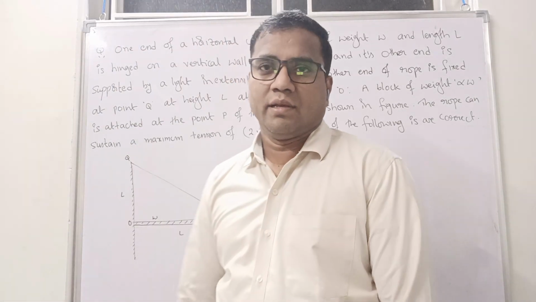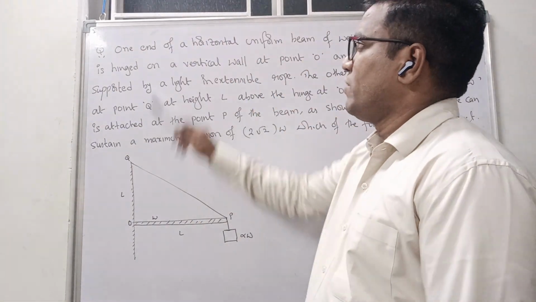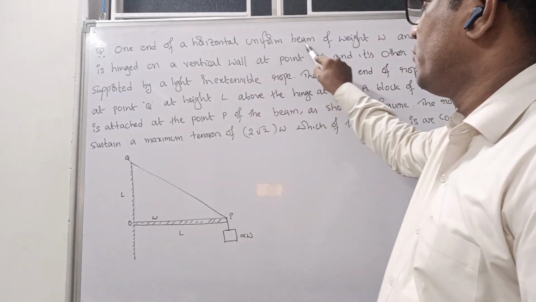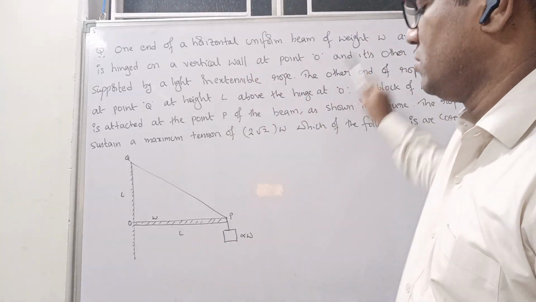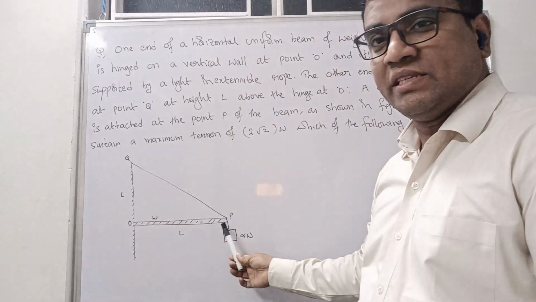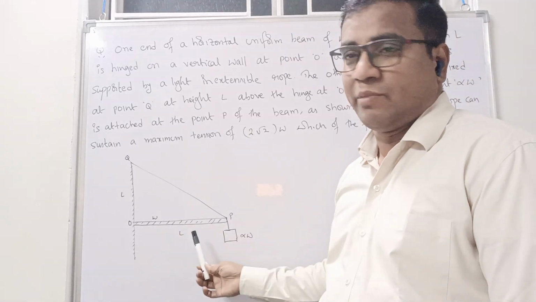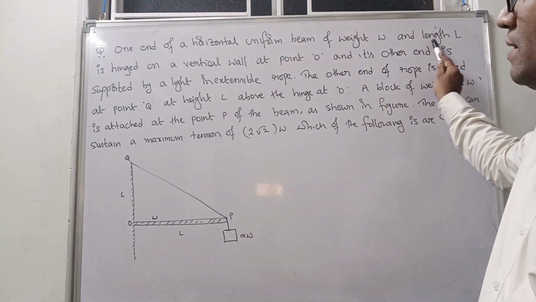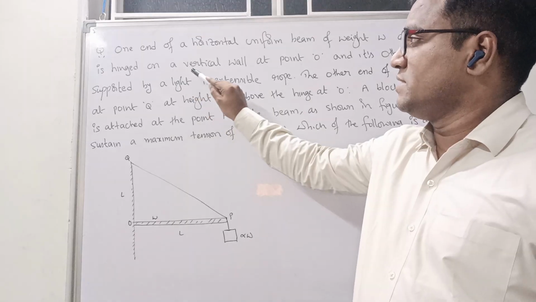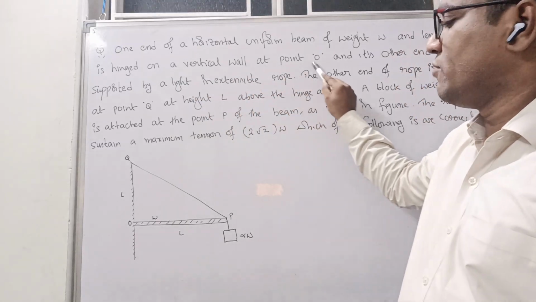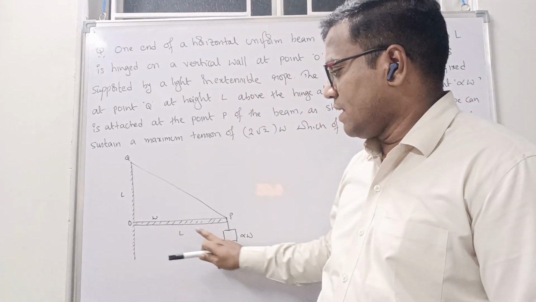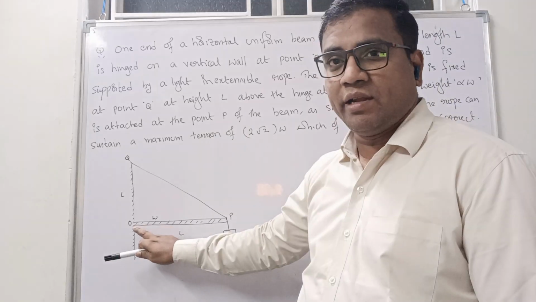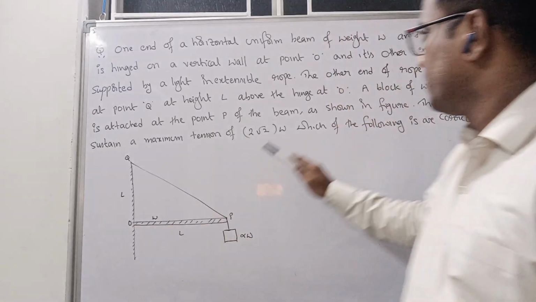Dear students, let's see this question. One end of a horizontal uniform beam of weight W. So here the rod, the beam, is given, with weight W and length L, and it is hinged on a vertical wall at point O. So the length is L and it is hinged, fixed, at the point O.